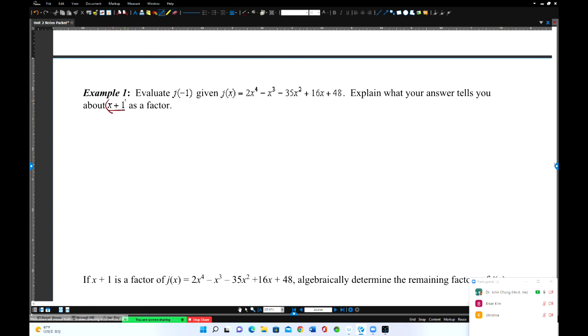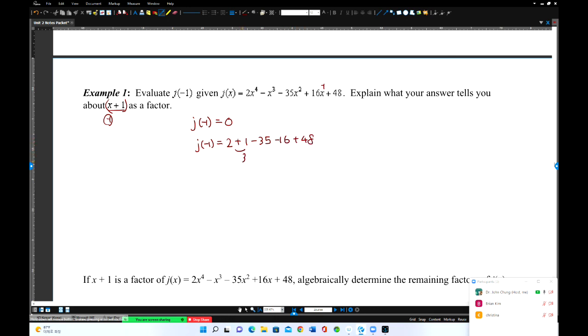This is a linear factor. To make it 0, x equals negative 1. That's why we put the negative 1, okay? If j of negative 1 equals 0, the remainder is 0, and that means it is a factor. So j of negative 1 equals how much? Negative 1 to the fourth power is 1, times 2 is 2. Negative 1 cubed is negative 1. Another negative 1 makes it positive 1. And the minus 35, and the minus 1 is negative 16. They are negative 16, right? And plus 48.